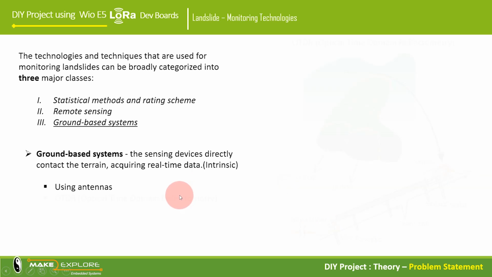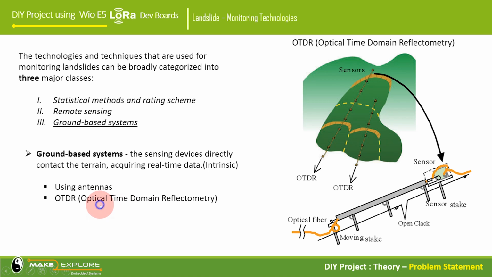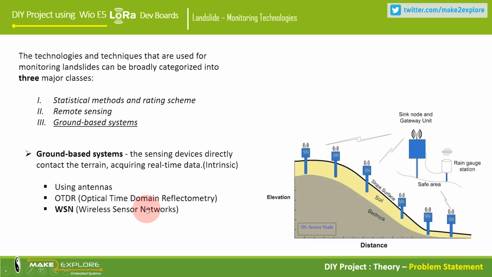The next technique is OTDR, meaning optical time domain reflectometry, which is used for monitoring debris flow. It uses fiber optic sensors, a reflectometer, that detect vibrations generated due to ground movements. Practically, the reflectometer bends when the ground experiences displacement. And another technique is WSN-based methods, wireless sensor networks, used for monitoring and detection of landslides.